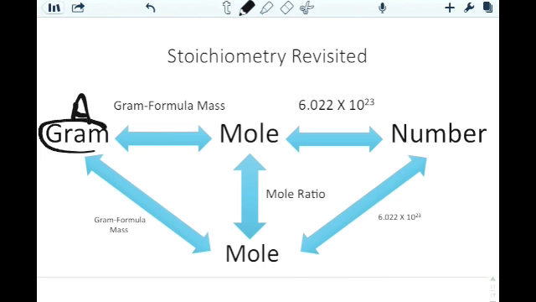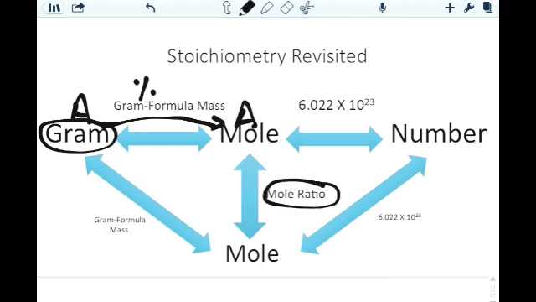So I can go from grams to moles of A by dividing by my gram formula mass. And then I can use my mole ratio to change to anything else in the equation. So I can go to moles of B, whatever B is. It doesn't matter what it is. And then if I'm in moles and I want to go back to grams of B, I just use that gram formula mass and multiply, and I get grams of B.